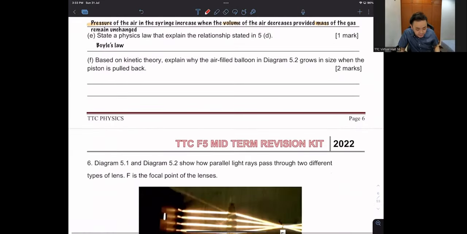Based on kinetic theory, explain why the air-filled balloon in 5.2 grows in size when the piston is pulled back. Charles' law is like that.